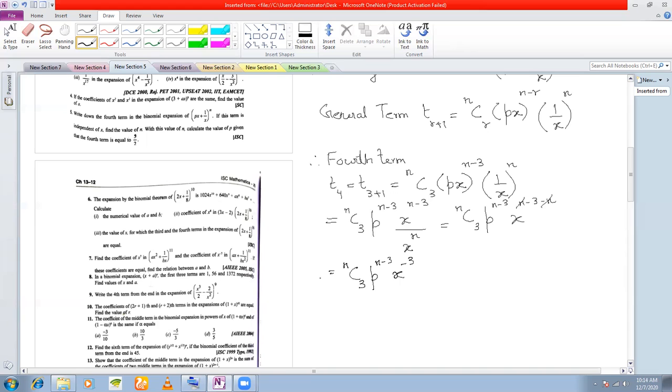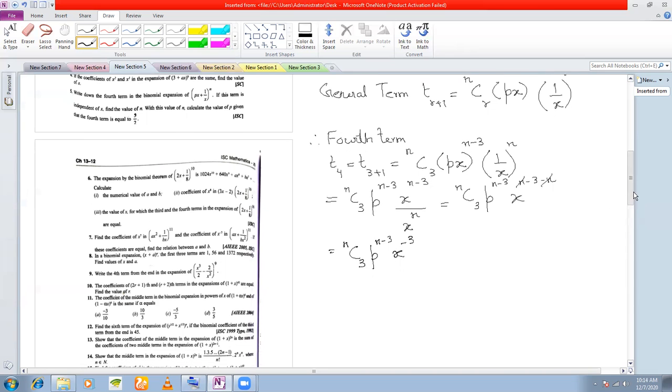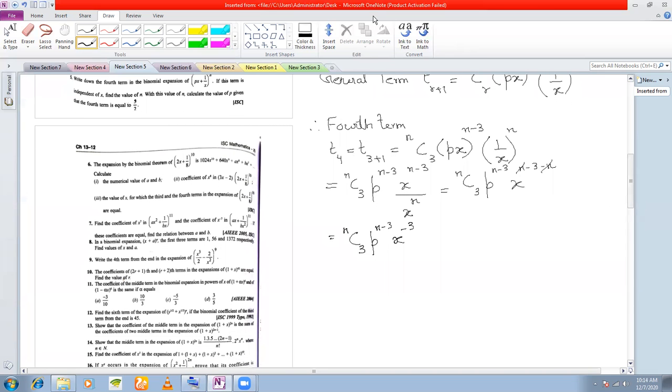The question here is that if this term is independent of x, that is, if the fourth term is independent of x, find the value of n. So for what value is this term independent of x? This power here should be 3.